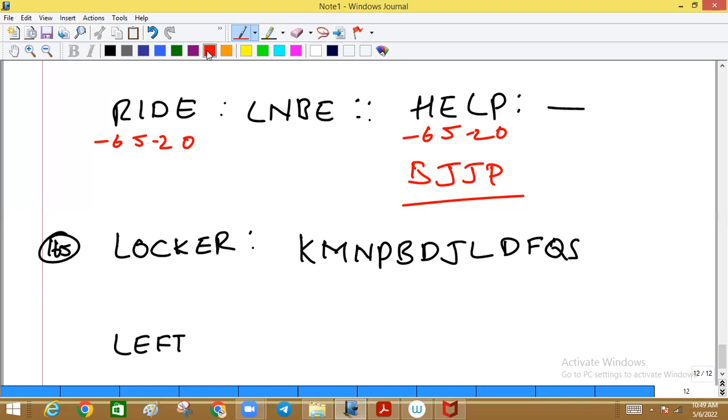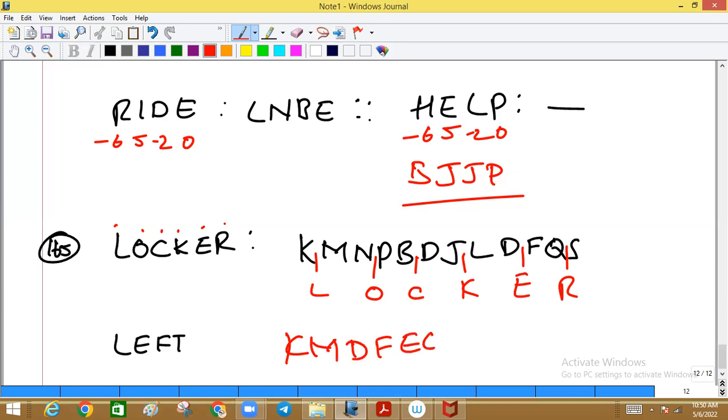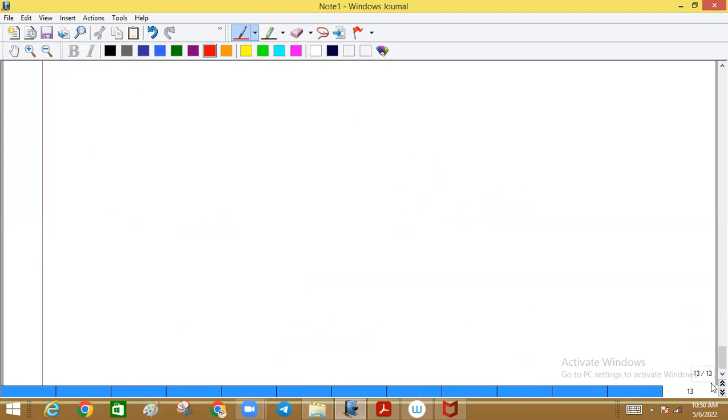What is the answer? See, LOCKER has how many letters? 1, 2, 3, 4, 5, 6 letters. But here how many letters in total? 12 letters. So 6 becomes 12. What to do? K, L, M, N, O, P, B, C, D, J, K, L, D, E, F, Q, R, S. So adjacent letters. L adjacent, K, M. E adjacent, D, F. F adjacent, E, G. T adjacent, S, U. So this is the answer. Only adjacent letters you need to take. Just write this in the notes.